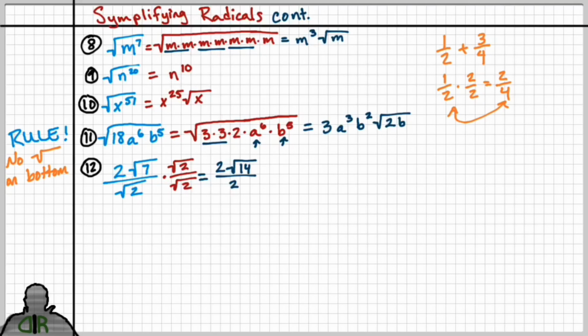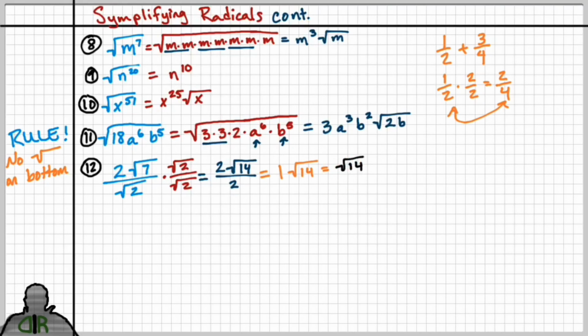But there is something we can do with this one. We can simplify these outside numbers here. 2 over 2 becomes a 1. 1 times the root of 14. So is there anything else to be done here? Yeah, we don't need the 1 in front of it. 1 times anything is itself, so we don't have to keep that there. This would be the simplified version.